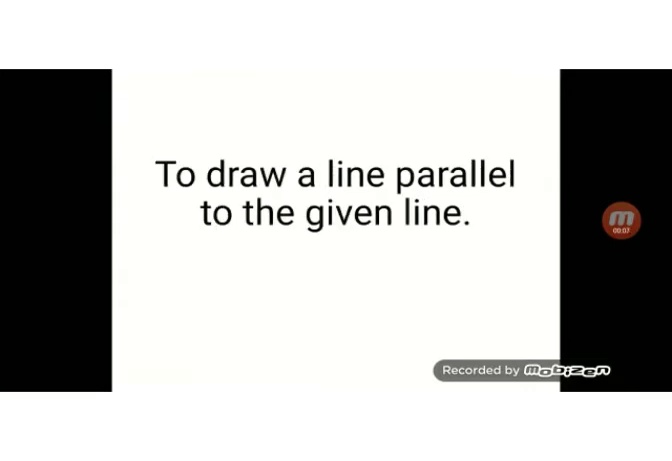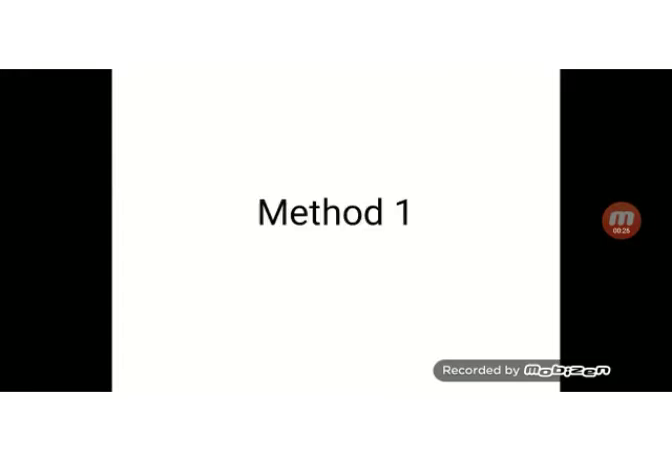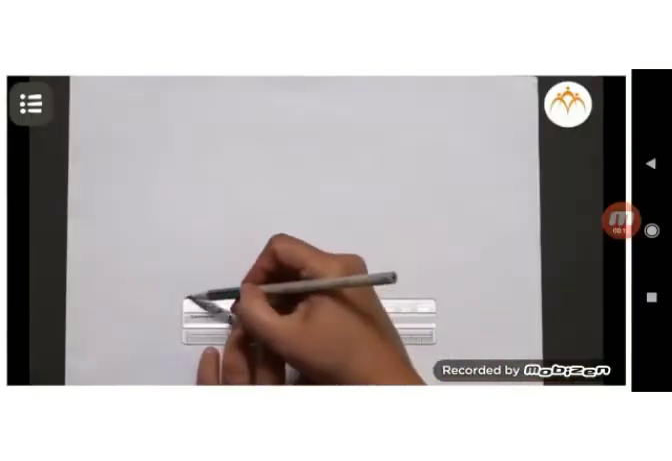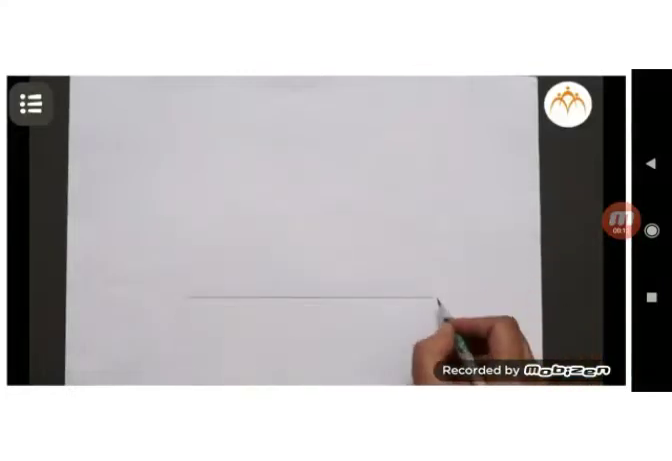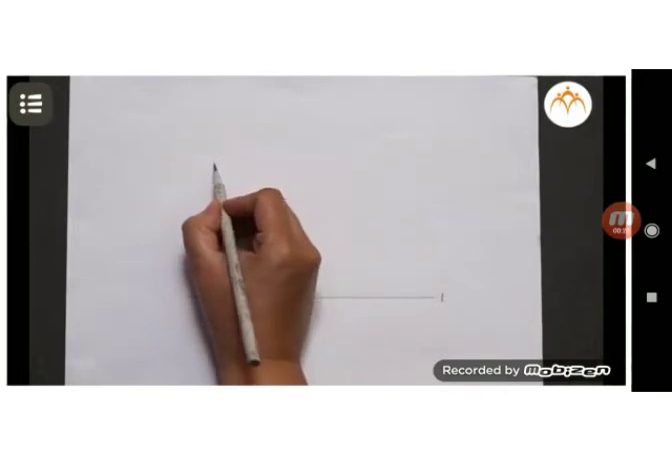Now let us learn how to draw a parallel line to the given line. Construction 1. To draw a line parallel to the given line through a point outside the given line using a set square. Method 1. Let us draw line L by using pencil and ruler. Let us take a point P outside the line L.